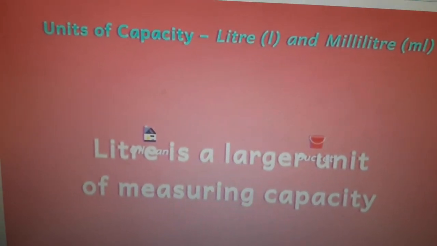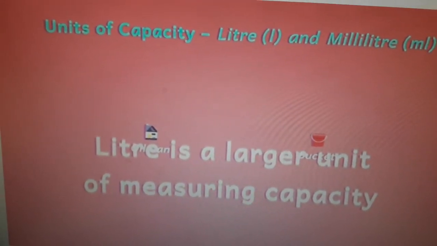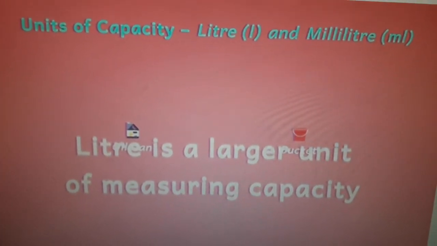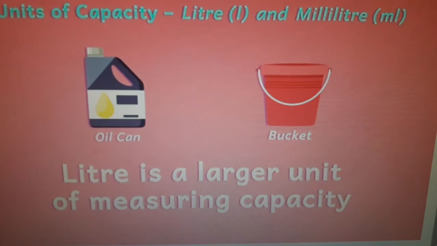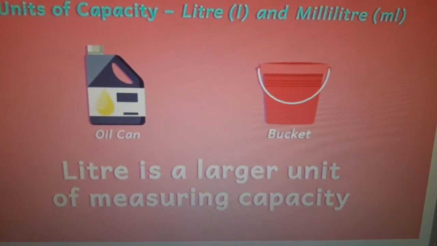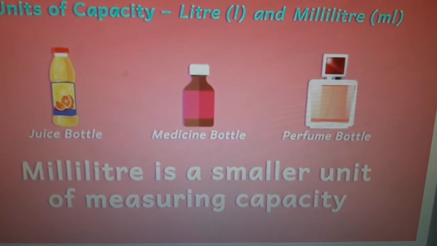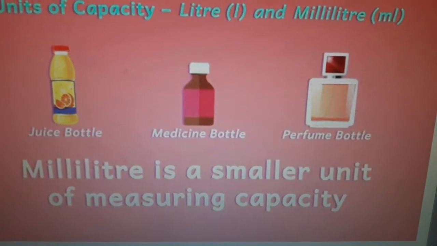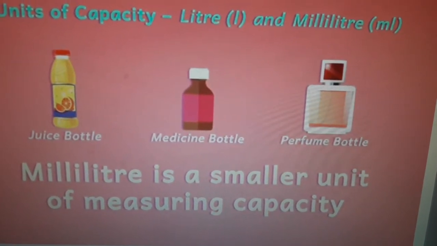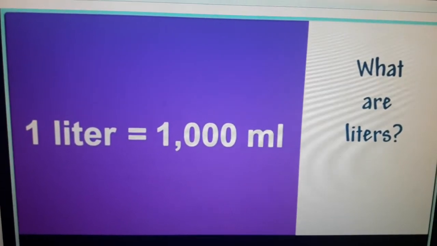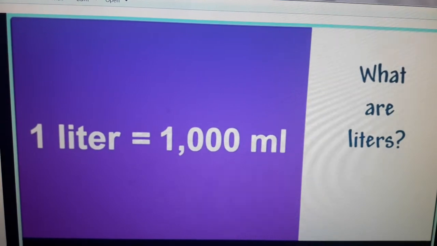Students, the standard units of volume are liters and milliliters. So a liter is a larger unit of measuring capacity. You can see in this picture an oil can and a bucket. These are larger units. A milliliter is a smaller unit of measuring capacity. You can see the juice bottle, medicine bottle and perfume bottle. 1 liter is equal to 1000 milliliters.